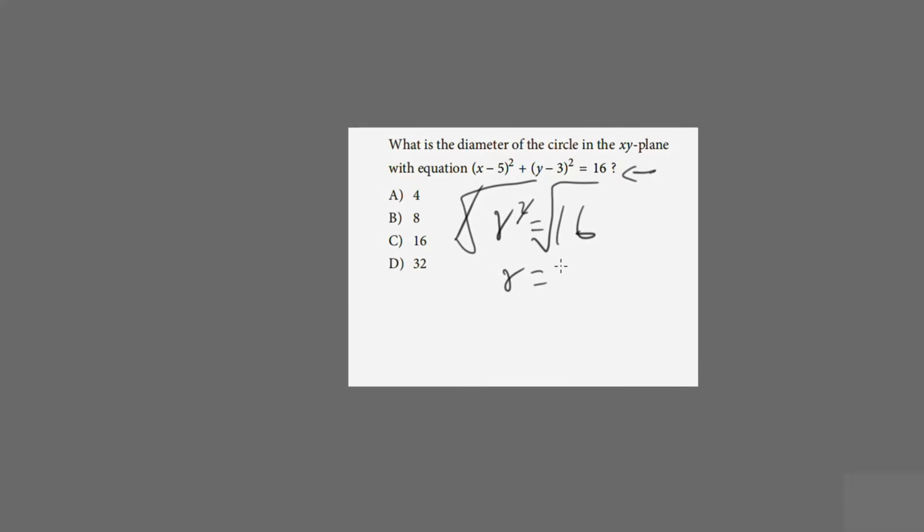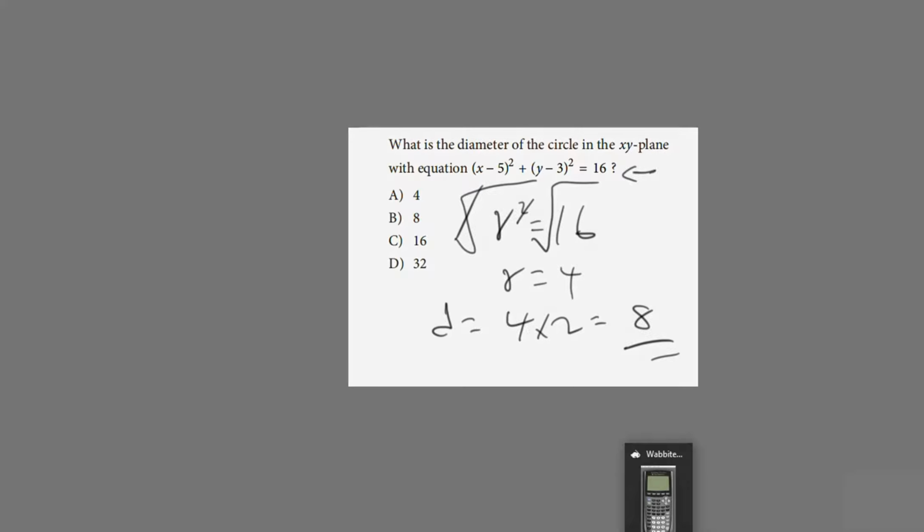So r is 4. Now since the radius is 4, and diameter is double the radius, diameter will be 4 times 2, which gives us 8. So the right answer to this question is option B, 8. This is basically how you can deal with this kind of problem. It's not hard for you to start maths. We don't need this calculator to punch anything.